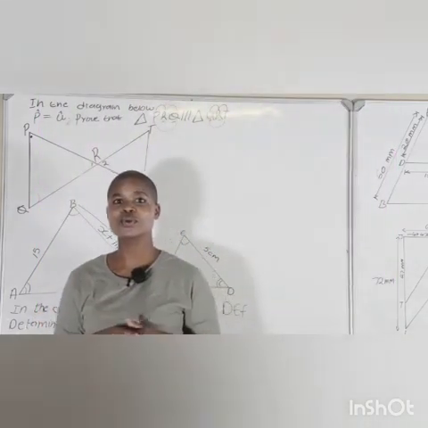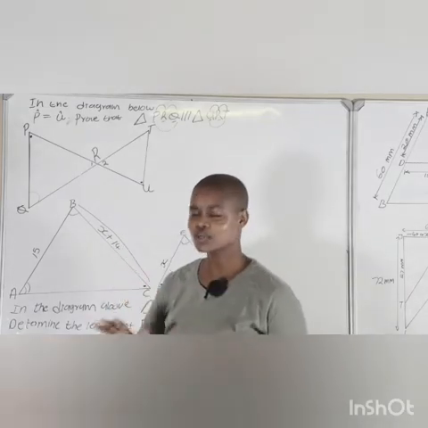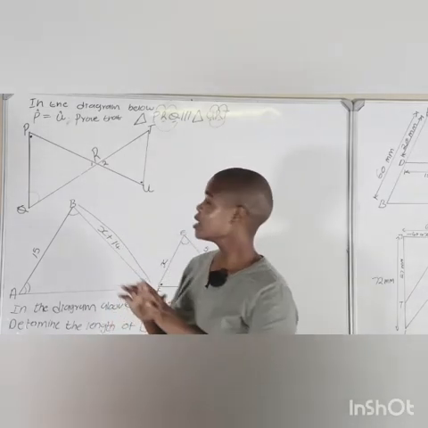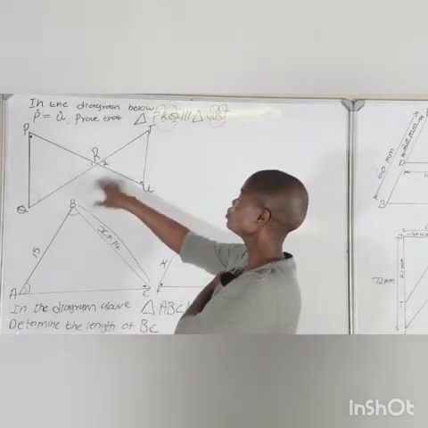We are still continuing with similarity. I'm just going to do quite a few examples just so that we are on the same page. Anyway, let's go straight to it. We are going to start with the first two similar triangles.